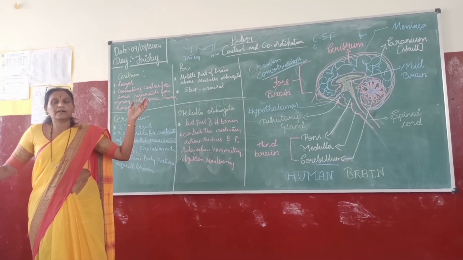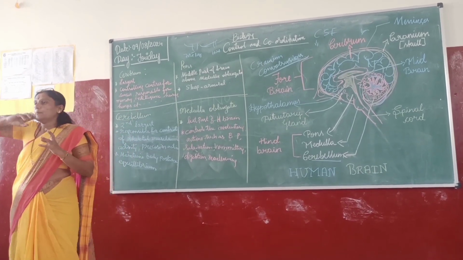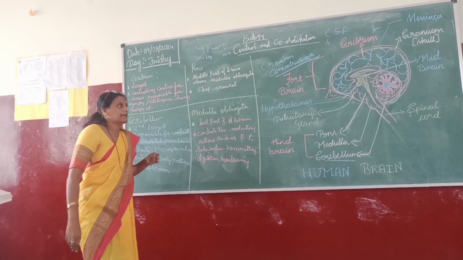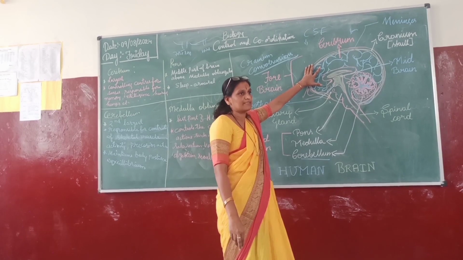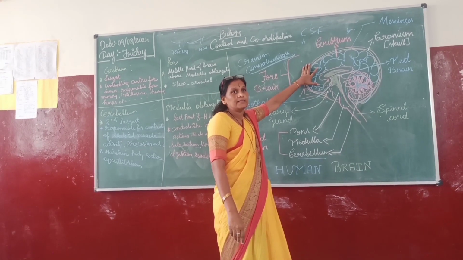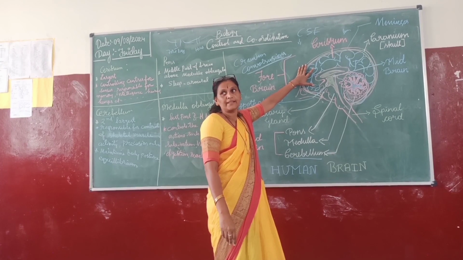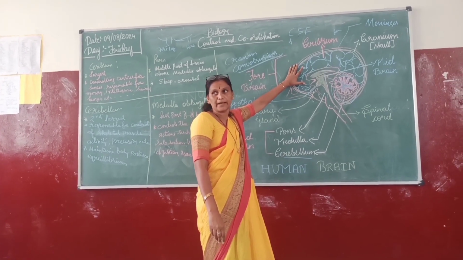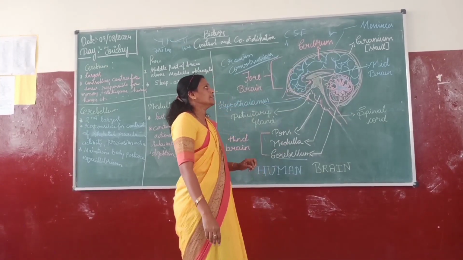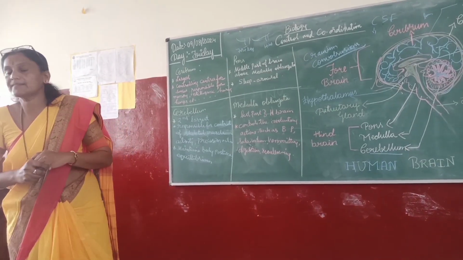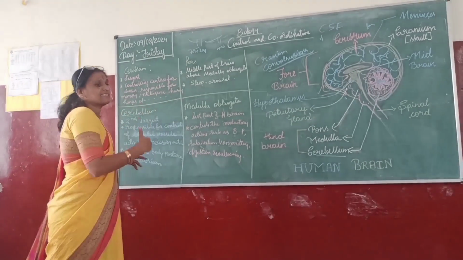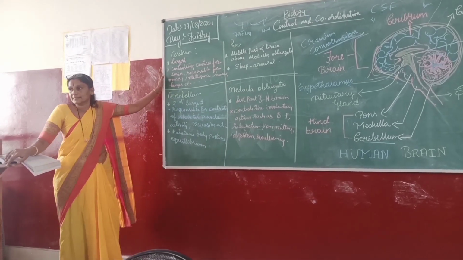It has convolutions which are projected inside, and at the same time there are meninges. The layers of the brain are called meninges, and inside the meninges the cerebrospinal fluid is present for protection of the brain from any external injury. It is the largest part, and it has the areas for our senses. This one is the cerebellum.